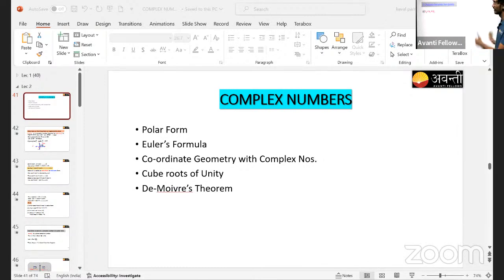Got it? So here, if there are 2 points, Z1 and Z2, and we need to find the distance between the 2 points. What is the distance between the 2 points? Normal distance formula. But in the Argand plane, or in terms of complex numbers, the distance will be mod of Z1 minus Z2. Mod of Z1 minus Z2. Got it?